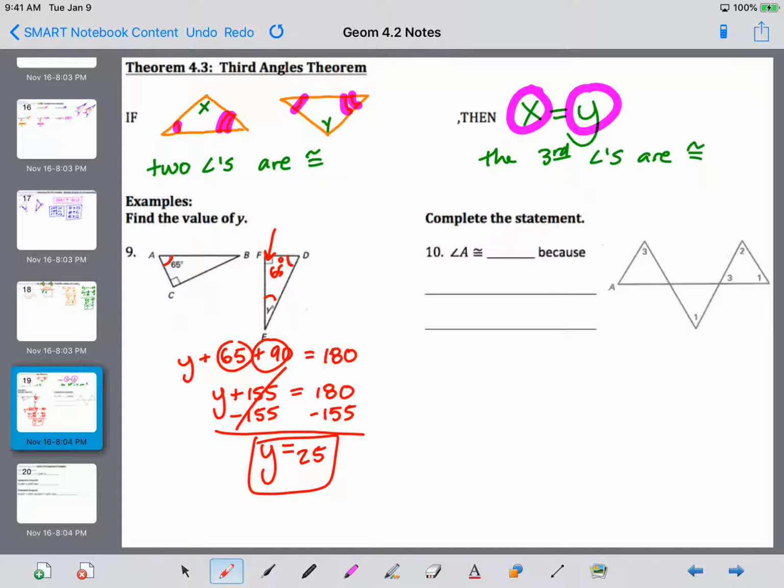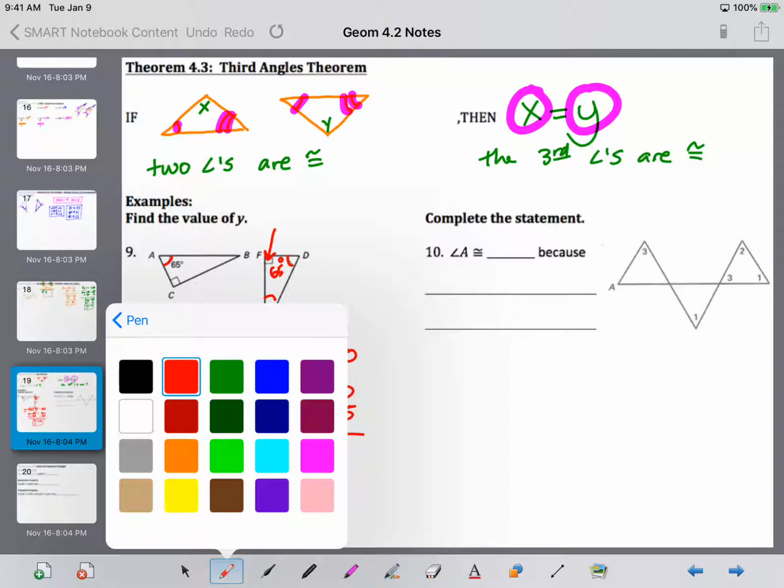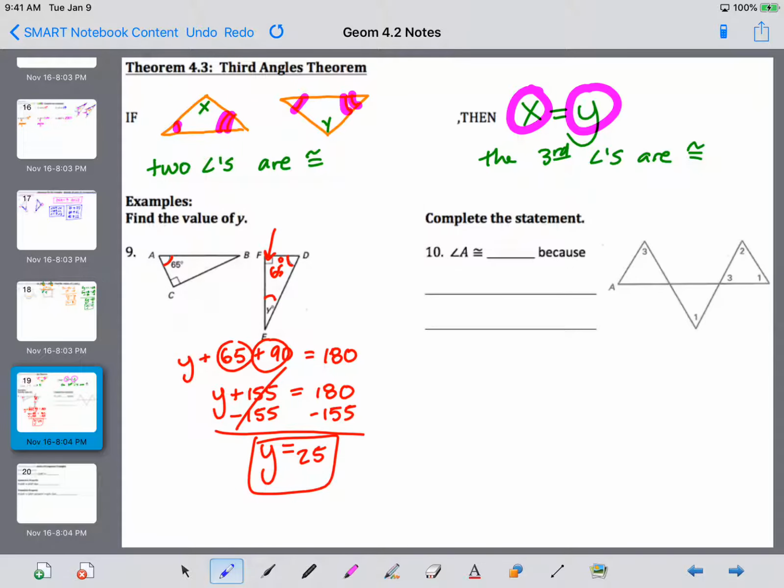Okay, number 10 is kind of a tricky one. We're going to split this into four steps. So the first thing that I see is I know in this triangle on the far left angle 1, 2, and 3. So that means this also has to be the same as angle 3, because if you remember, those are vertical angles. So this is the first thing I can say.